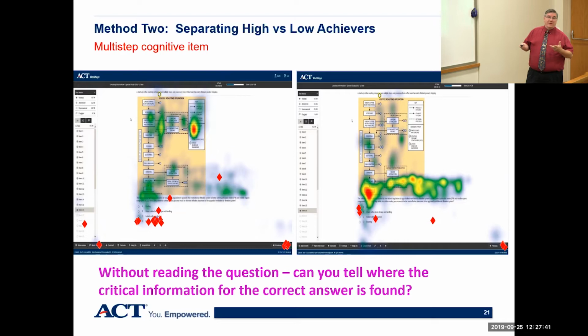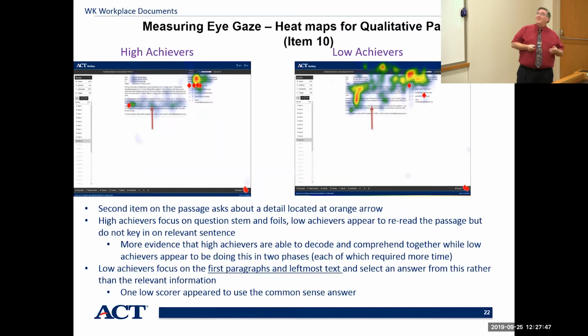So we've looked at graphic literacy. Now the reading stuff is even more interesting in many ways, because I'm not a reading expert. This was not the construct that I had to do. So this is the second item on a passage. But this is really interesting. The second item on the passage are high achievers.